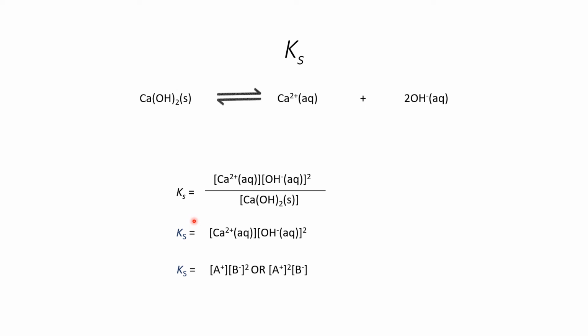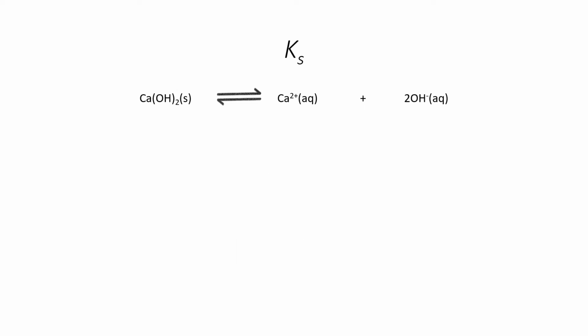So when you're calculating this, you set it up like you see here. K sub S equals one of those depending on what you're dealing with. But there's a little bit of an easier way to think about that, and that is using a little bit of math trickery. So using the same equation, calcium hydroxide solid is in equilibrium with calcium ion and 2 moles of hydroxide ions. We can end up with the same generalized equation here, A times B squared, or A squared times B. In this case, it's A times B squared, that first one.